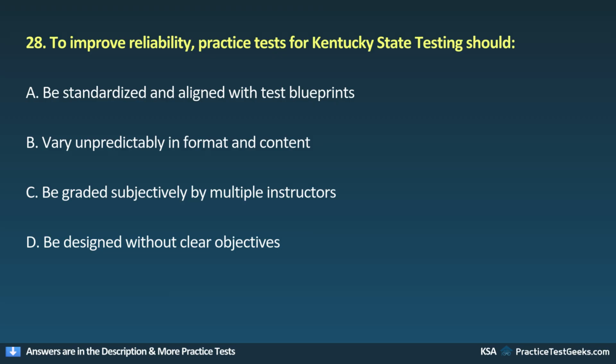28. To improve reliability, practice tests for Kentucky State testing should: A. Be standardized and aligned with test blueprints. B. Vary unpredictably in format and content. C. Be graded subjectively by multiple instructors. D. Be designed without clear objectives.